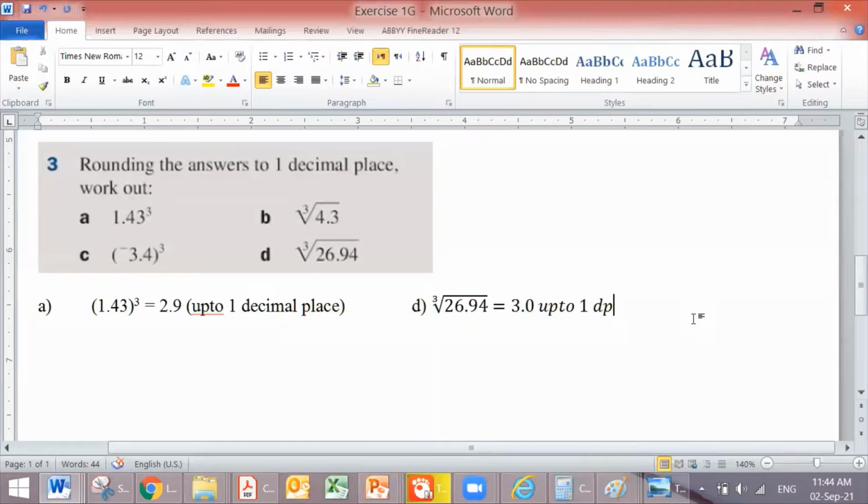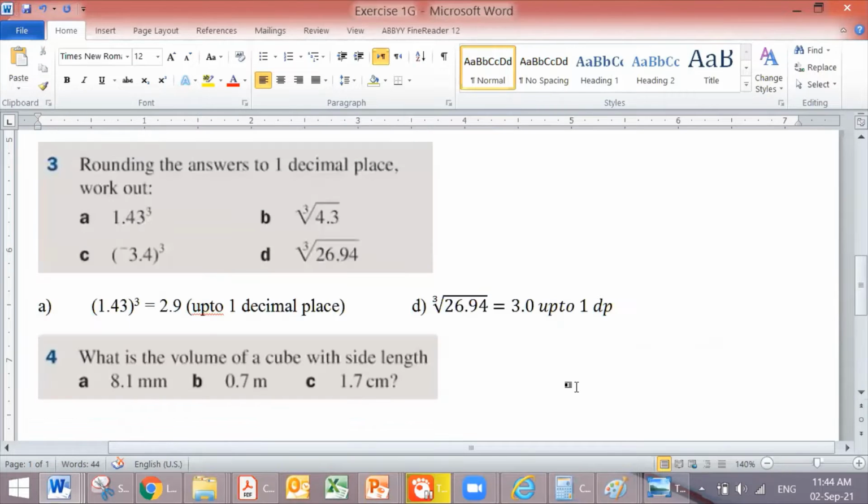Okay, so here we have done question number 3 so far. Now question number 4 is: what is the volume of a cube with side length 8.1? So part A, the side length is given and you have to find the volume of a cube. That will be equal to, as I just explained in the previous lesson, the cube of the side length. The side length right now is written as 8.1 millimeter and now I will take its cube.